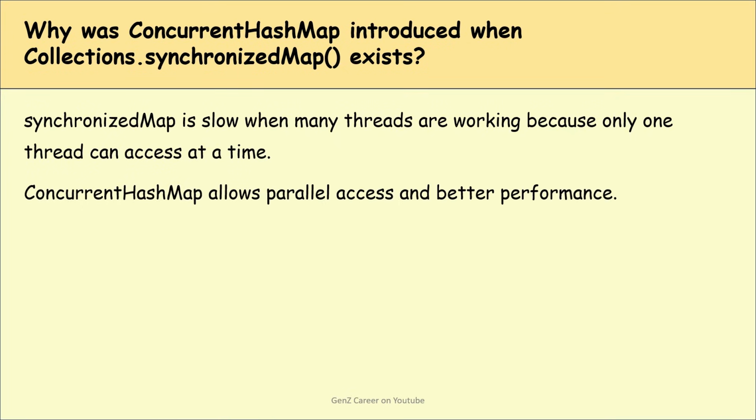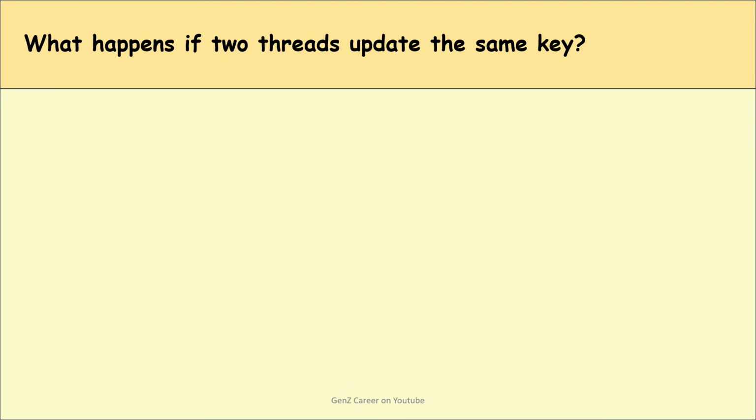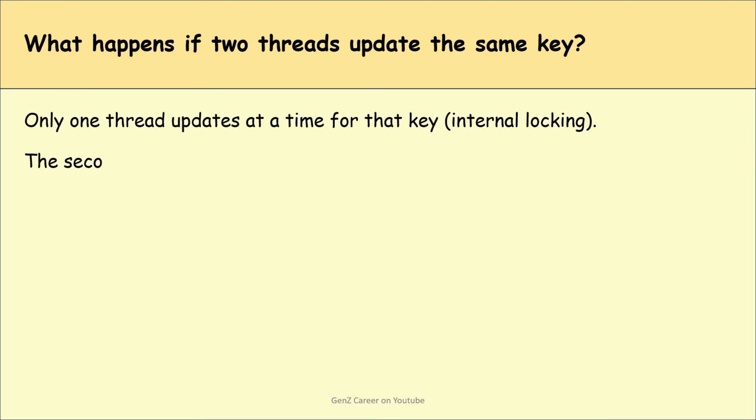Moving ahead, what happens if two threads update the same key? Only one thread updates at a time for that key, that is internal locking. The second thread waits and then updates safely.